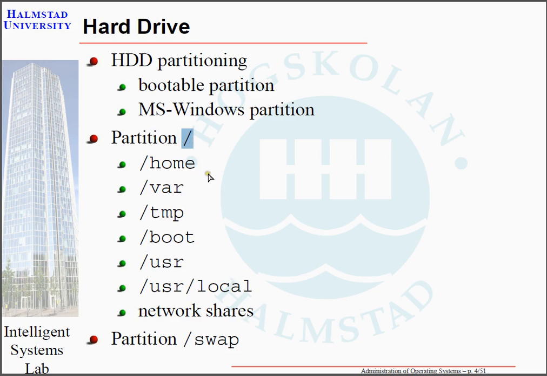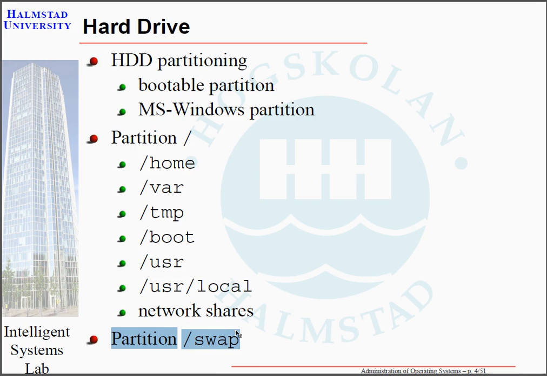So you need definitely at least one partition for the main root directory, but then it's also perfectly possible to put a lot of different directories in the hierarchy on their own partitions, and there are valid reasons for doing it. You can also put a number of those on network shares, so on different machines on the network. Again, there are reasons for doing it. And you typically want to have a separate partition for the swap drive.